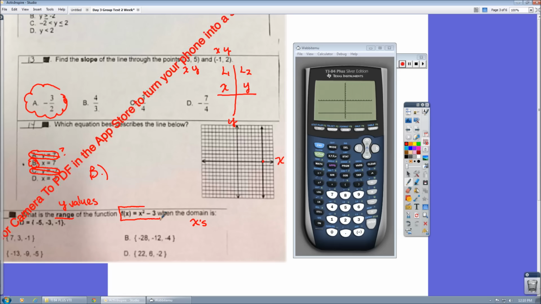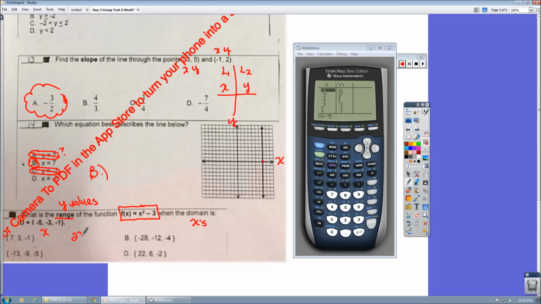Take your equation, punch it in the calculator. f of x is just a fancy way of saying y equals x squared minus 3. Go to your table, and let's find where x is -5. So let's start with -5, scroll up. When x is -5, y is 22.